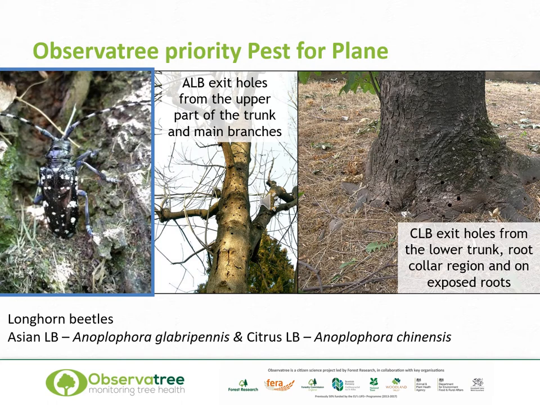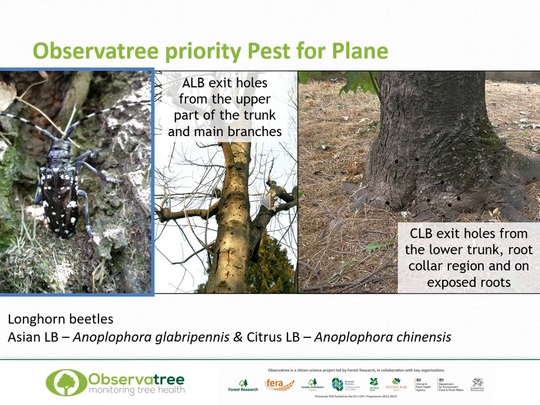The exit holes of Asian longhorn beetle occur on the branches and mid to upper regions of the main stem, whereas those of citrus longhorn beetle occur towards the base of the stem and on the exposed parts of the roots. Damage caused by the adults feeding on the foliage may also be visible on infested trees. The beetles often devein the leaves, leaving the majority of the lamina in place. They also strip areas of young bark from shoots as they feed, leaving a distinctive pattern of damage.